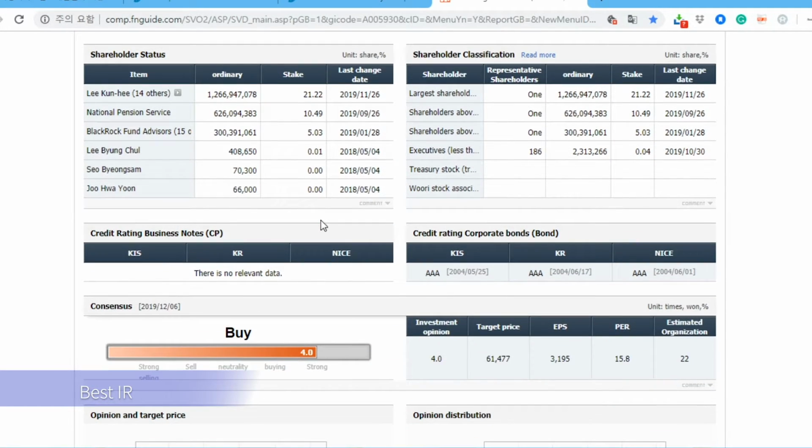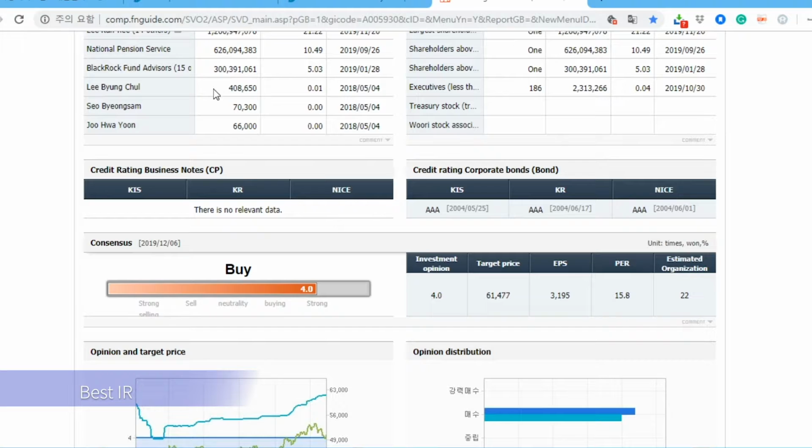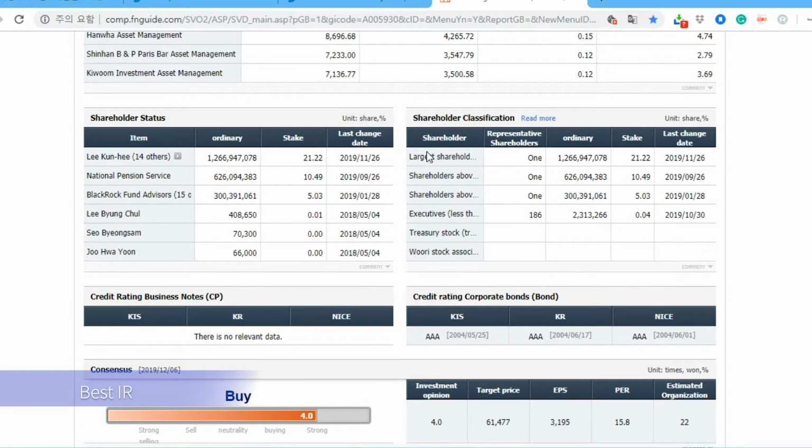And shareholder status. So the chairman, I'm not sure if he's still alive, but yeah, he's alive legally, I'm sure. And then there's the National Pension Service, NPS, owning about 10.5%. Oh, BlackRock has a lot of shares here, and then there's whatever else here.